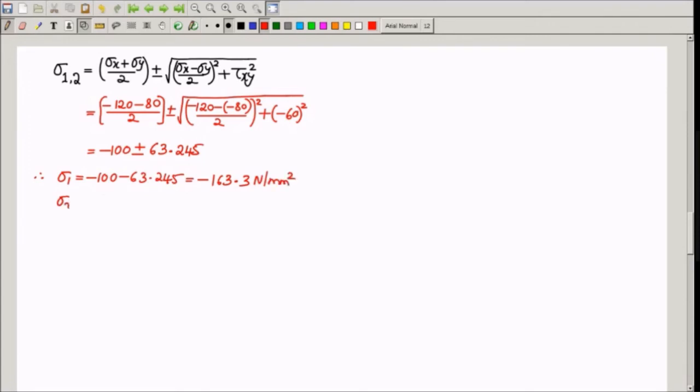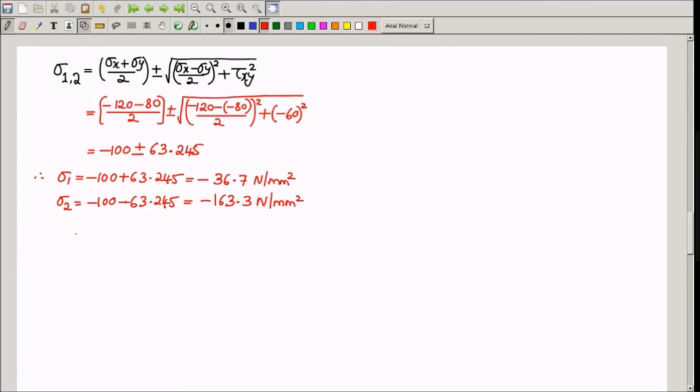And sigma 2 will be minus 100, sorry, first one is just here, so it comes out to be minus 36.7. And the second one is with minus sign: minus 63.245 comes out to be minus 163.3 Newton per mm square. So both the principal stresses we have found out.